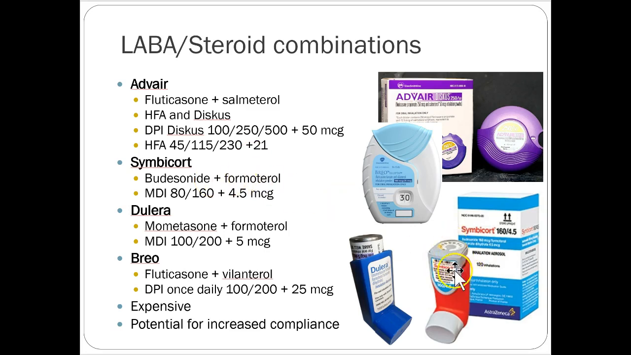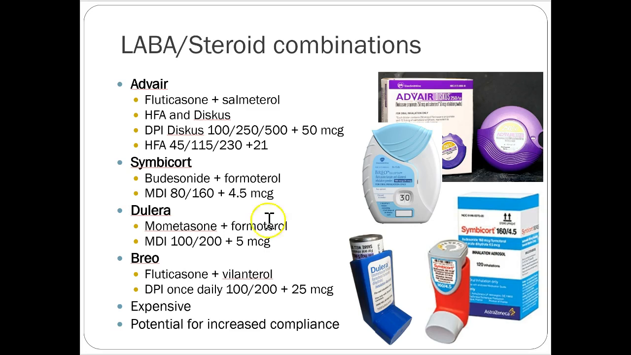Symbicort is an aerosol, so it's a metered dose inhaler. Dulera is a metered dose inhaler. And then the Breo products came out too. Or I should say the Ellipta products came out too. And those are there too. And you can see they all use slightly different ones. Like Advair uses fluticasone. Breo uses fluticasone. Symbicort uses budesonide. Dulera uses mometasone. And then they all have varying degrees of what different products they use that are the long-acting beta agonist.